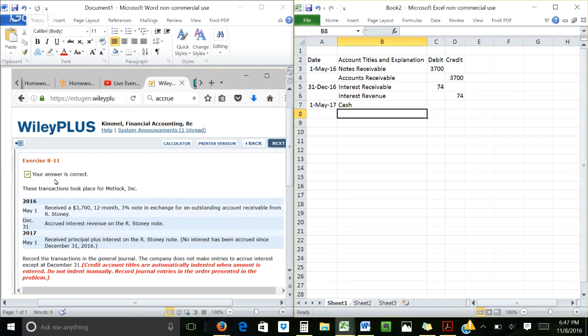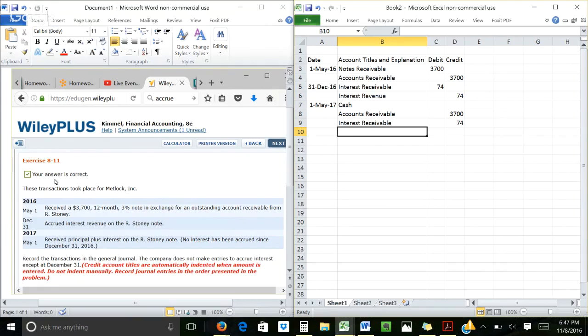So the first thing we're going to credit is the accounts receivable, the principal, and that was $3,700. The next part is the receivable that we debited, excuse me, at December 31st. So that's interest. And that interest that we debited, we're now going to credit. So that will be $74.